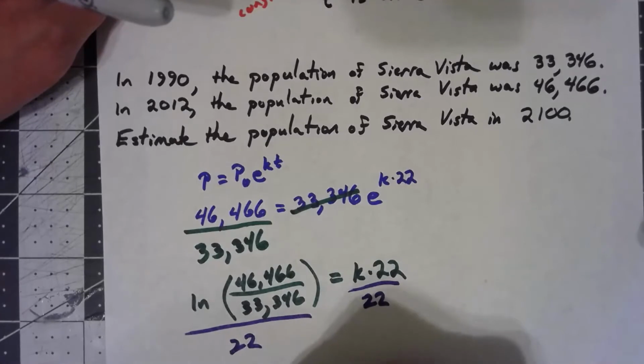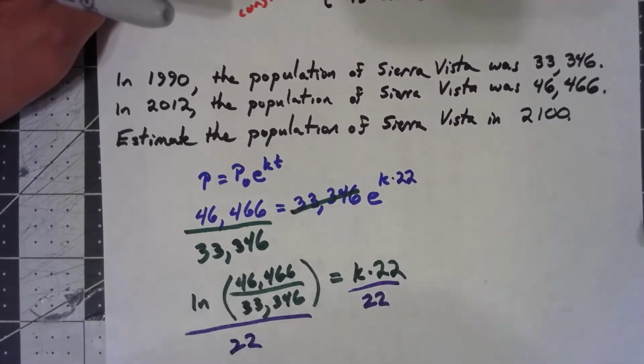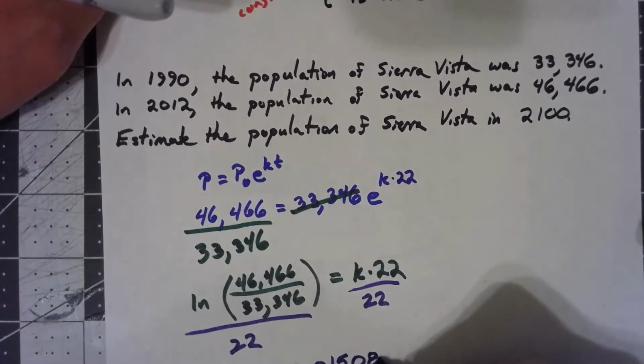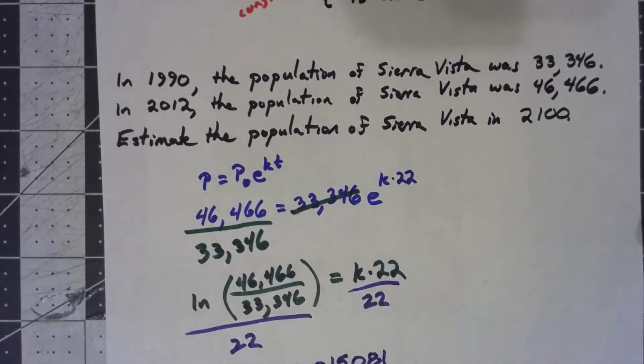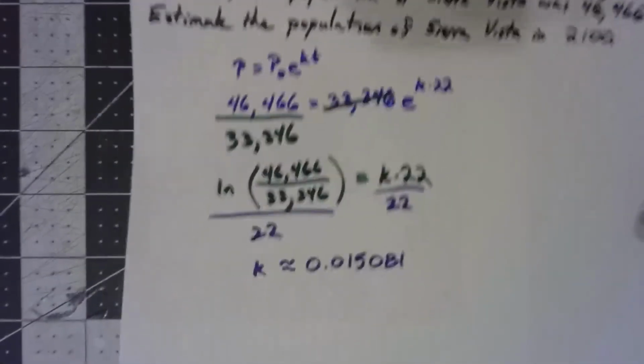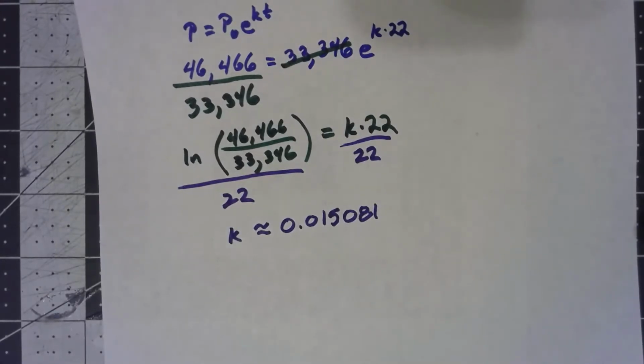So, plugging that into a calculator, k comes out to be approximately 0.015081. Now you notice that I kept a lot of decimal places on that k value, and you want to do that. Just by the nature of how exponential growth works, because this is being multiplied by a large number of years, a little bit of round-off error in k can make a pretty big difference in your final result. In fact, what I like to do is just take the whole k value from the calculator and use the whole thing.